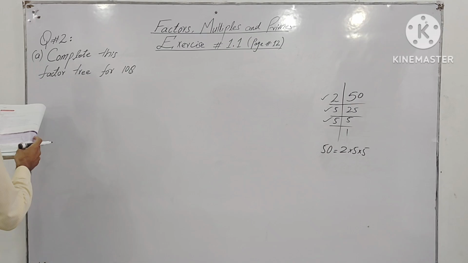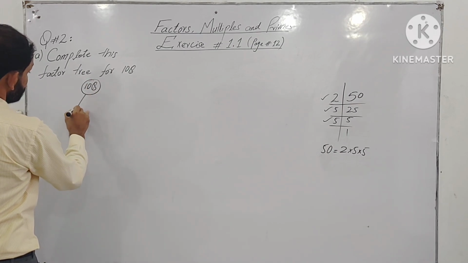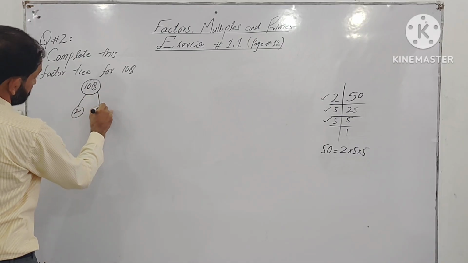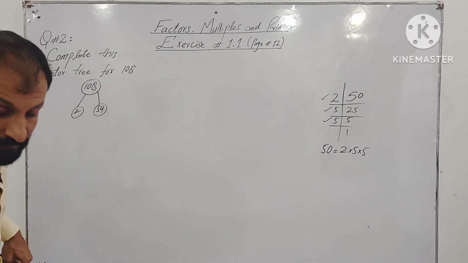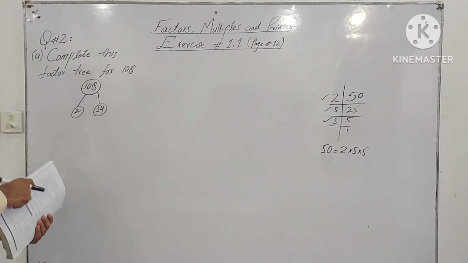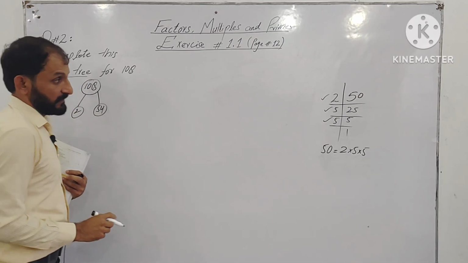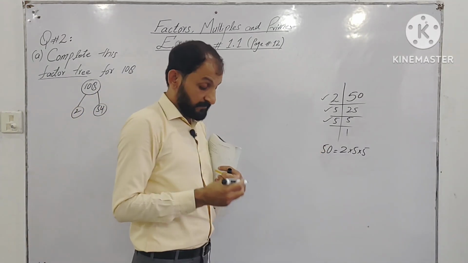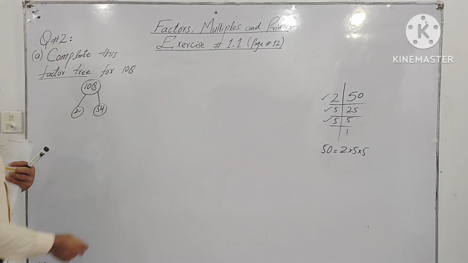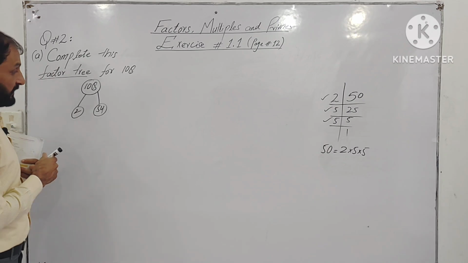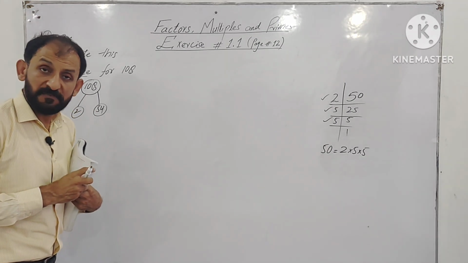A factor tree is given, and the first step is solved in the form of 2 and 54. A factor tree is also used to find the prime factors. This is also a method of division that we can use to find the prime factors. Now we will use the factor tree method in this question. The first step is already done. Now you can see 2 is a prime number. We cannot simplify 2 anymore.